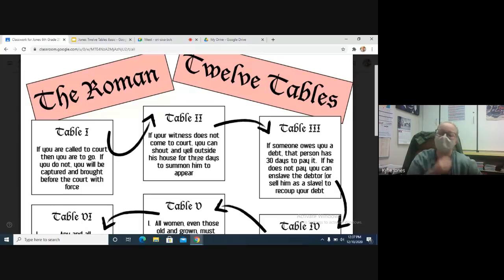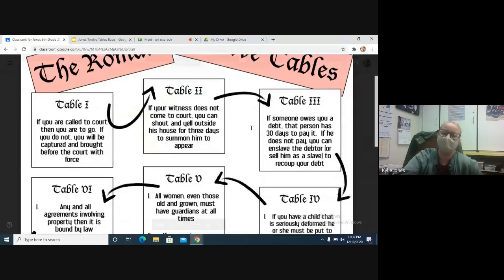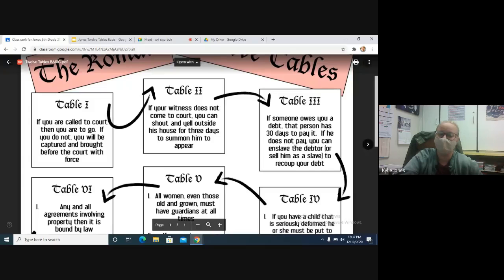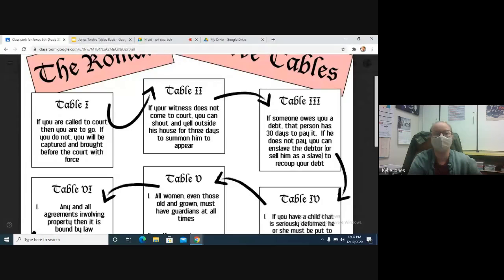All right. Our next one. Table number 3 says if someone owes you a debt, so someone owes you money, that person has 30 days to pay it. If he does not pay, you can enslave the debtor or sell him as a slave to recoup your debt. So if someone owes you money and they don't pay it to you in 30 days, you can basically sell that person or keep them as a slave. Yep. I'm sure that people did act like people owed them stuff just to get slaves, but I don't know how that would work.